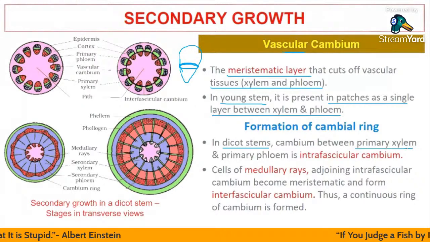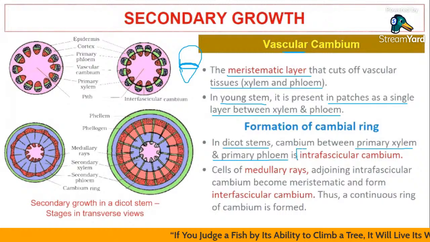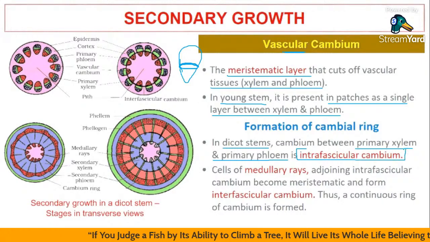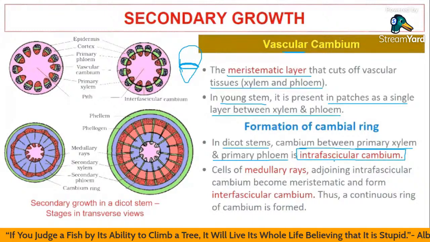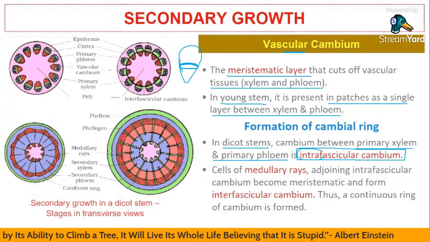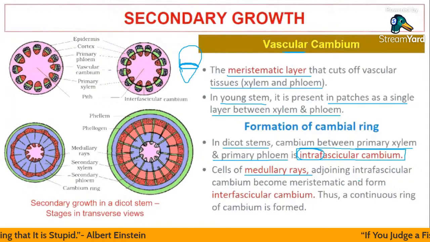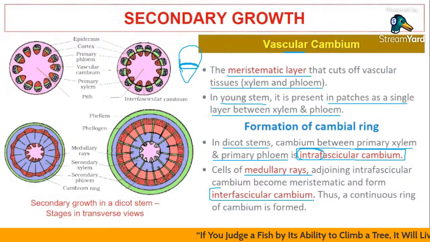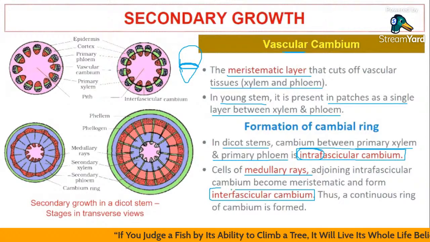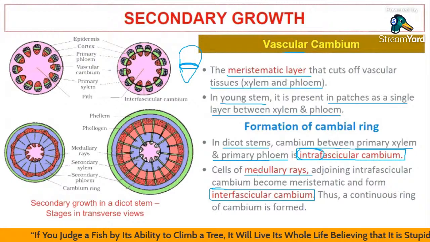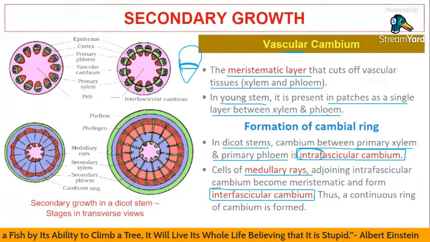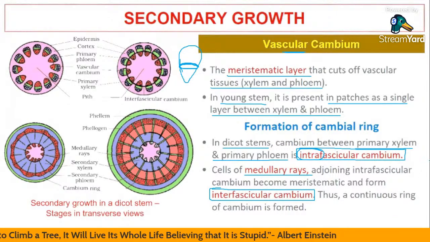So the cambium which is present between the xylem and the phloem in a dicot stem is known as the intrafascicular cambium. Intrafascicular. Intra, very important. The cells of the medullary rays adjoining the intrafascicular cambium become meristematic and form interfascicular cambium.